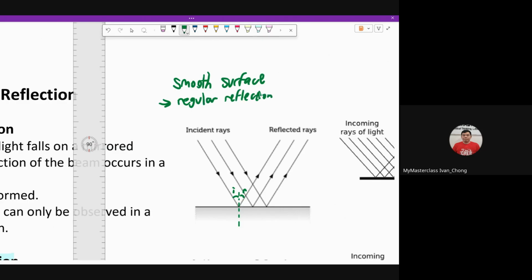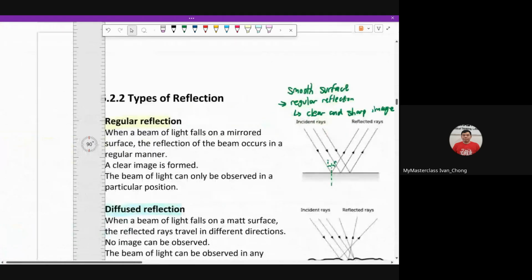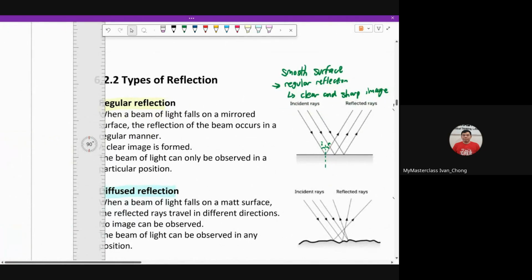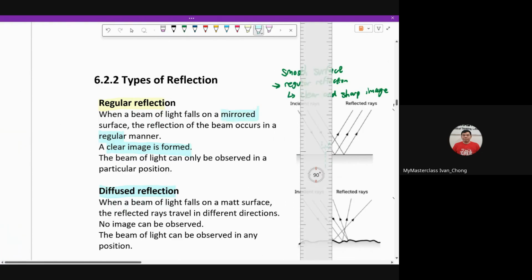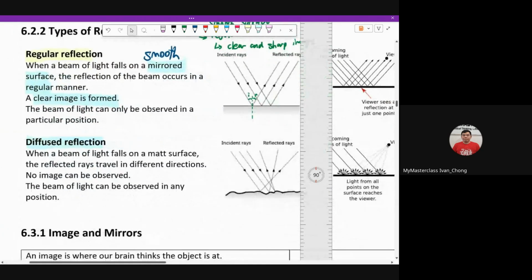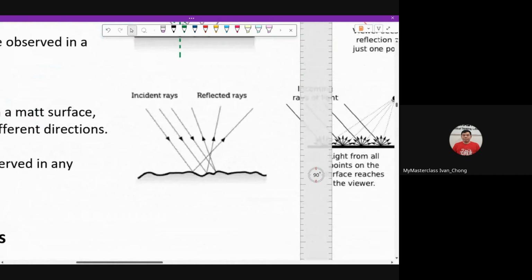So what does that mean? Regular reflection means you will see a clear and sharp image. You'll see a very nice sharp image that you have over here. Let me just shift my ruler to a side, and you will see a clear image form. You have regular reflection. It is a mirrored or a smooth surface.